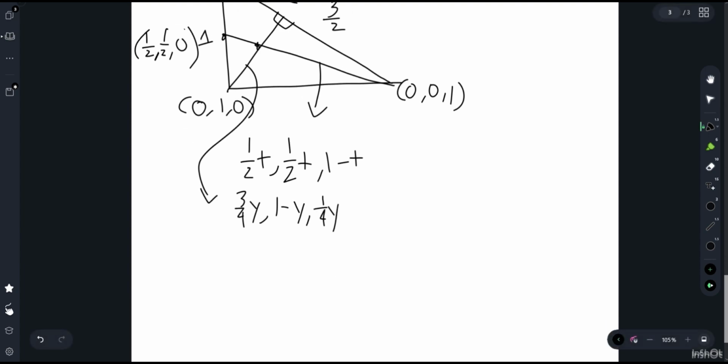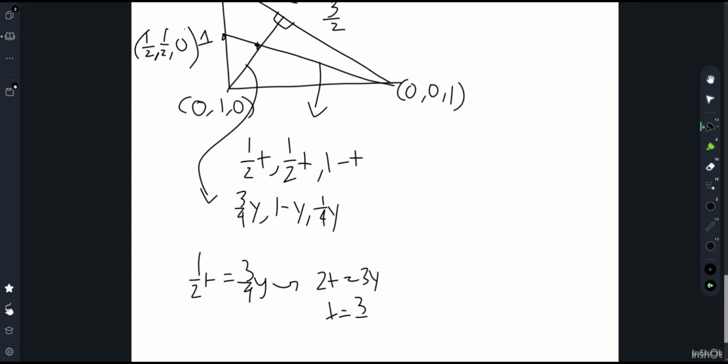Now we can set 1/2 t equal to 3/4 y to get that 2t is equal to 3y, or t is equal to 3/2 y. So this means that 1 minus 3/2 y is equal to 1/4 y. Let's multiply 4 on both sides.